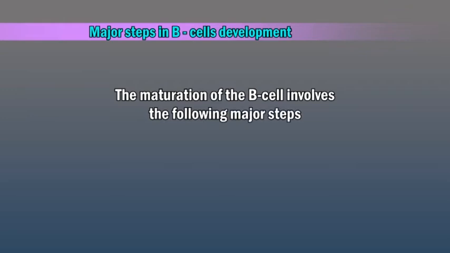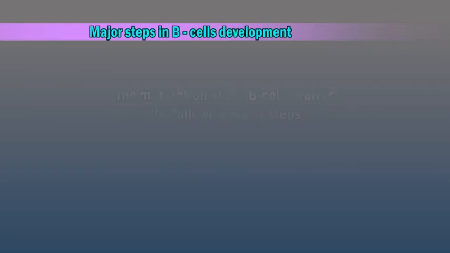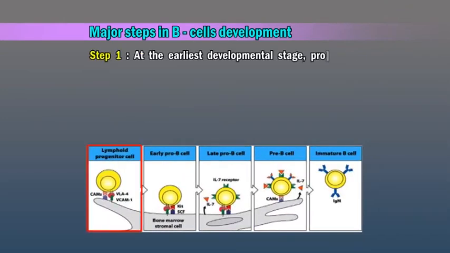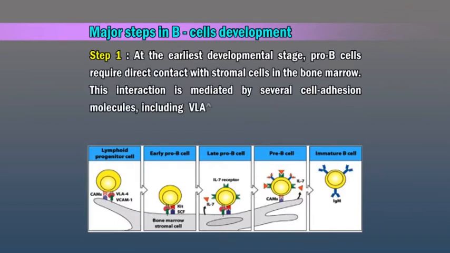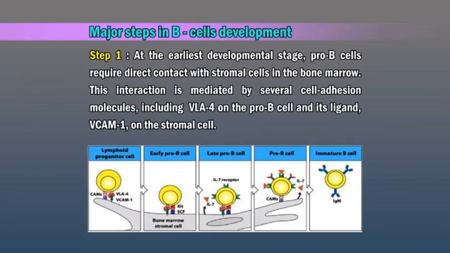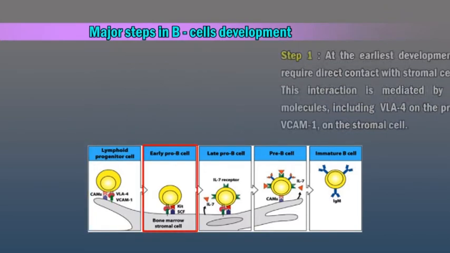Major steps in B cell development. The maturation of B cells involves the following major steps. Step 1. At the earliest developmental stage, pro-B cells require direct contact with stromal cells in the bone marrow. This interaction is mediated by several cell adhesion molecules, including VLA-4 on the pro-B cells and its ligand VCAM-1 on the stromal cells.